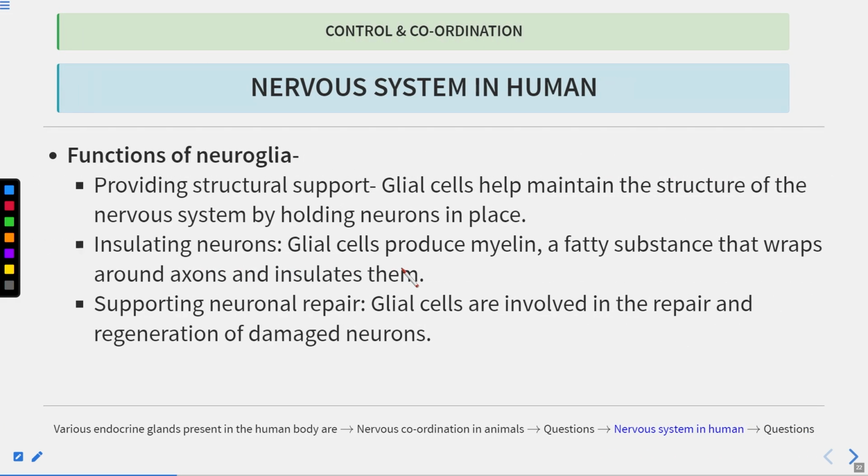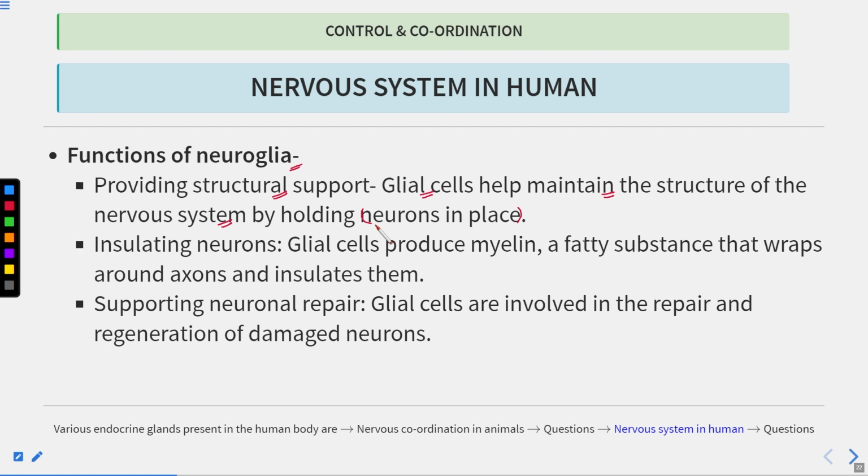Now let's talk about the functions of the neuroglia. In the previous slide we were talking about the neuroglia. So what are the functions? They provide structural support. These glial cells help maintain the structure of the nervous system by holding neurons in place. So that's how they provide structural support.